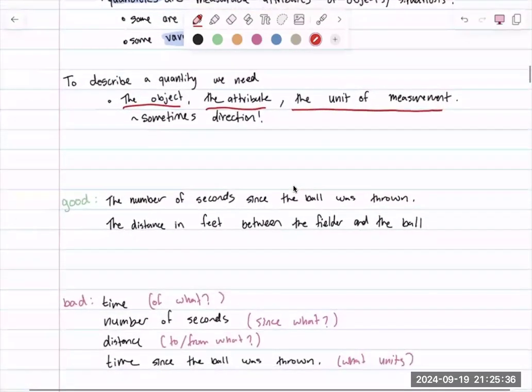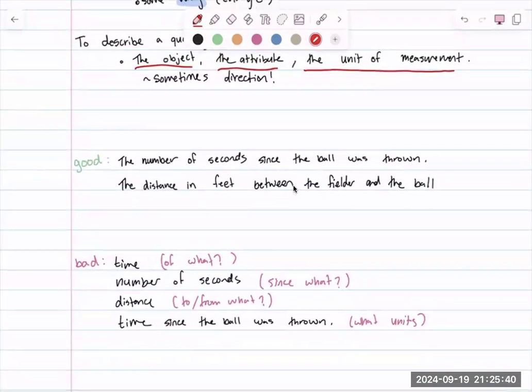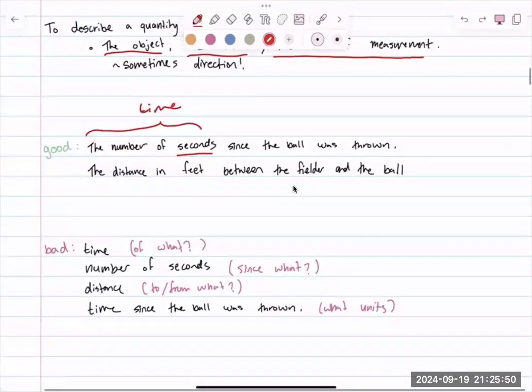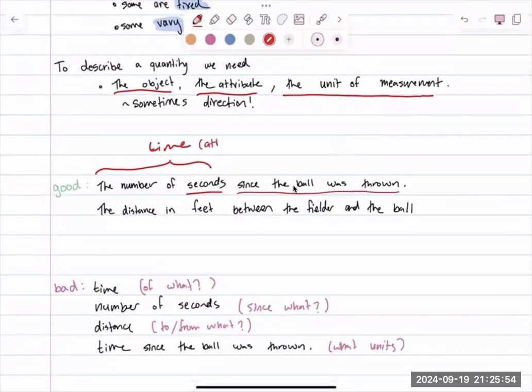So some good examples of quantity definitions are the number of seconds. So we have a unit here, and we're describing time, right? So this is the time since the ball was thrown. And so then this is describing our situation. So here's our time, our attribute. Here are our seconds, those are our units. And since the ball was thrown is sort of describing the situation.